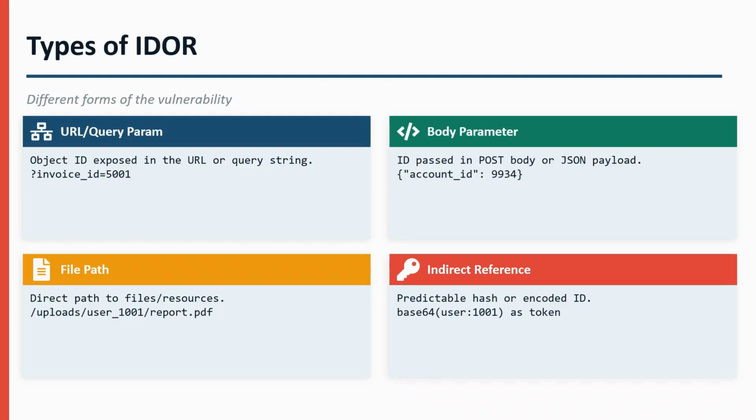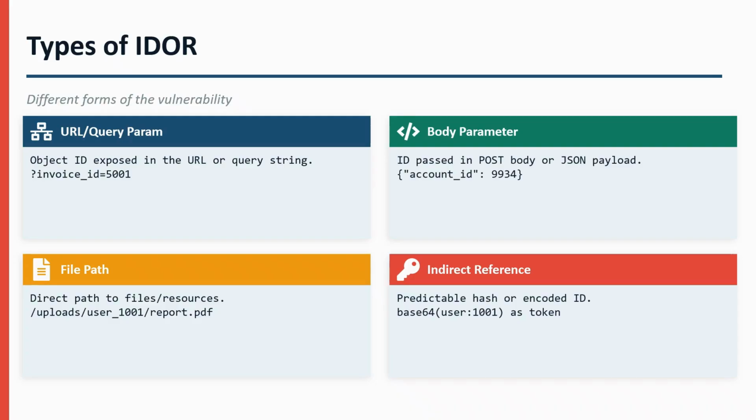Types of IDOR. IDOR doesn't just happen in URL parameters, it shows up in several different forms. The most common is the URL or query parameter, where an ID is directly visible in the address bar. Here, for example, it says invoice_id=5001. Like from the previous slide, by changing just one number, if there isn't an authorization check, the attacker can easily gain access to another person's data.